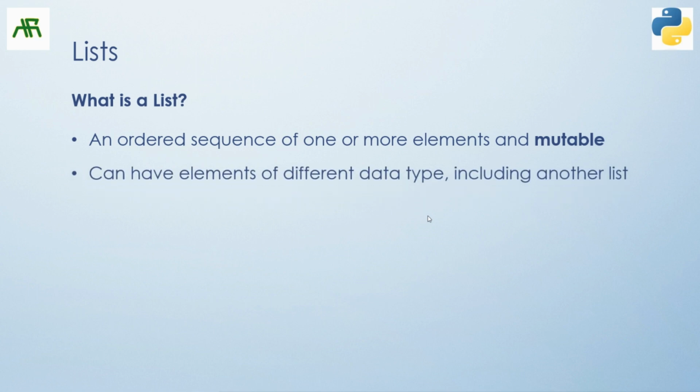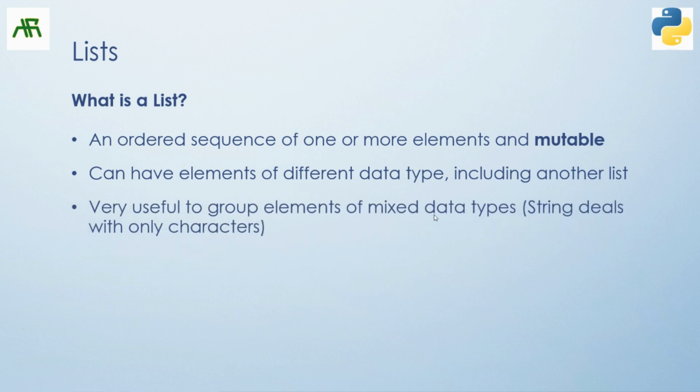A list can have elements of different data types, including another list itself. Against strings, this is an important property because a string can have only characters, whereas a list can have elements of different data types, including another list. It's very useful to group elements of mixed data types within a list. We'll see some examples later.